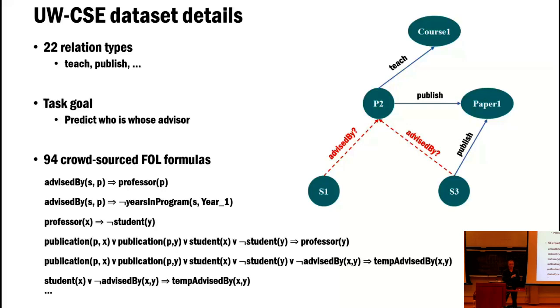In a Markov logic network, you can specify a set of logic relationships. For example, if S is advised by P, then P is a professor. It's not specific to that university. You can specify a set of relationships constraining these variables. But for the advisor-student prediction you want to make, you never have any observation.